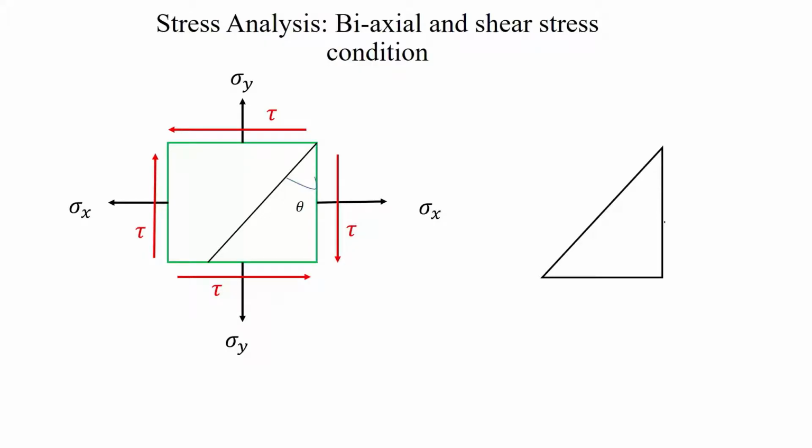Hello everyone, welcome back. In this lecture we are going to discuss the stress analysis when a component is subjected to biaxial, direct stresses and shear stress simultaneously. So here we consider one element which is subjected to two perpendicular tensile stresses, one in the x direction which is sigma x and one in the y direction which is sigma y, and there is one pair of shear stress along these faces, and this is the complementary pair of the stress.